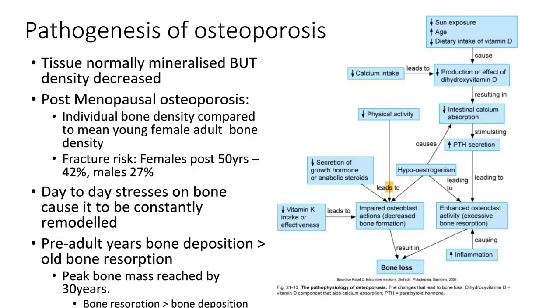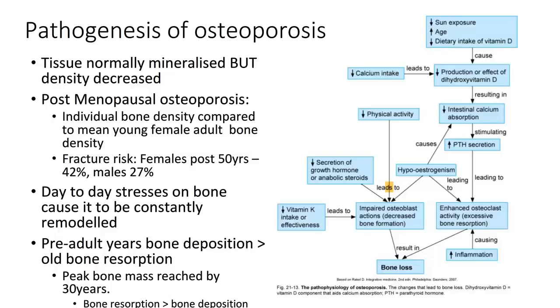Now the thing to remember is that day-to-day stress on bone actually causes the bone to be constantly remodeled. And so in our young years, we put down a lot of bone deposition, but it's peaked by the time we're 30. And at that point, our bone resorption to put calcium back into our plasma is greater than our actual capacity to deposit calcium into the bone mineral. That means that we essentially need to increase our physical activity, putting muscle stress onto the bone where the muscles attach in order to maintain that bone deposition.